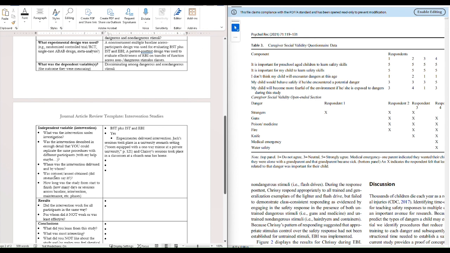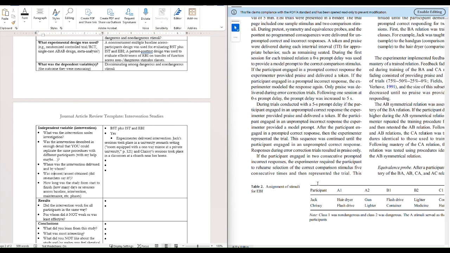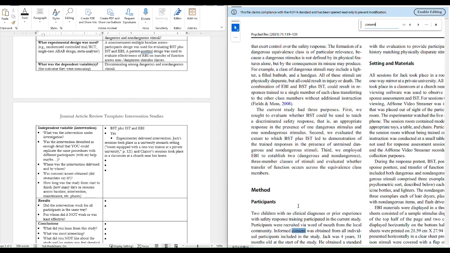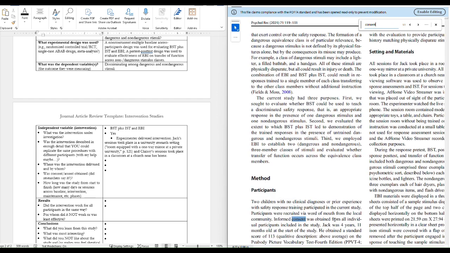Okay, 4. Was consent obtained? And that was in there. So if you want to hit search and put consent and go find where it says consent. Informed consent was obtained from all participants. And that was on page 121.